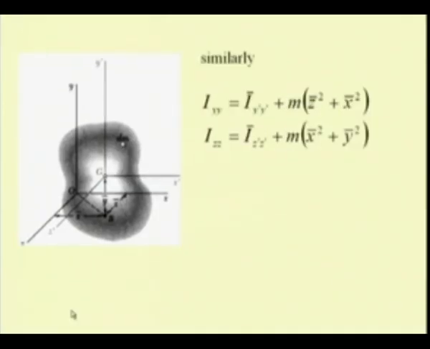Now, in the same way we can write for the other two axes, that is y prime as well as z prime. So, we have I y equal to I bar y prime plus m, the mass of the body, times z bar square plus x bar square, and in the same way we have I z as I bar z prime plus m times x bar square plus y bar square. In fact, it is possible to write this relation for any axis that passes through a centroid and a parallel axis.